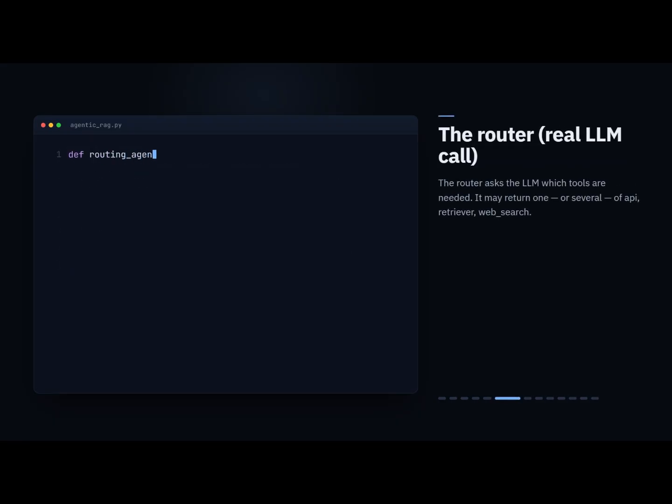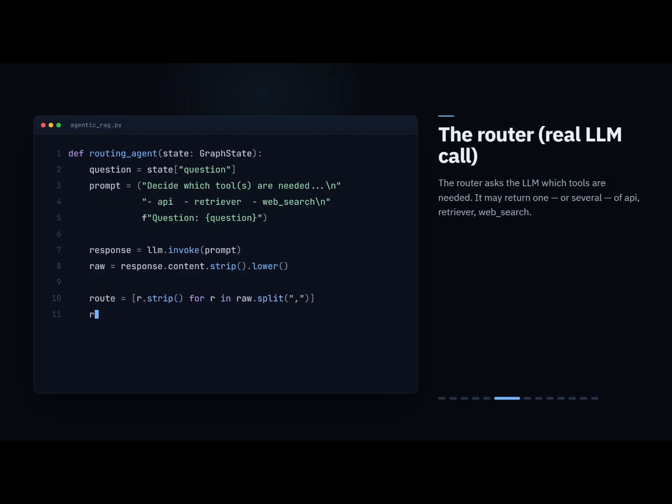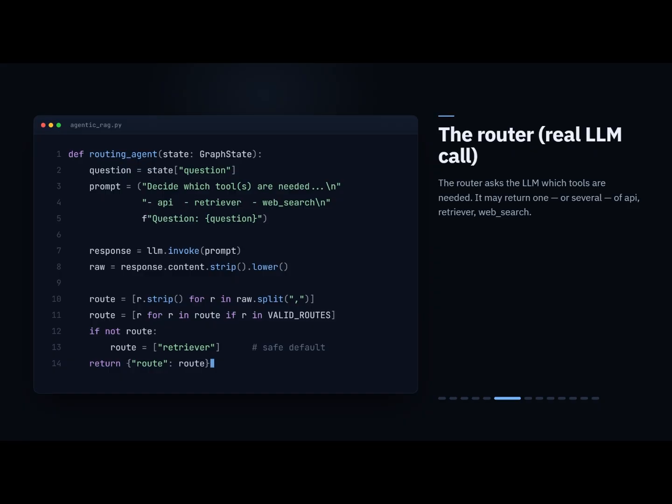This is our routing agent. It reads the user's question from the shared state and creates a prompt asking the language model to select the tools required to answer it. The model can return one or more tools. We validate the model output with our valid routes list, and if the response is invalid, we safely fall back to the retriever before writing the selected routes back to the shared state.